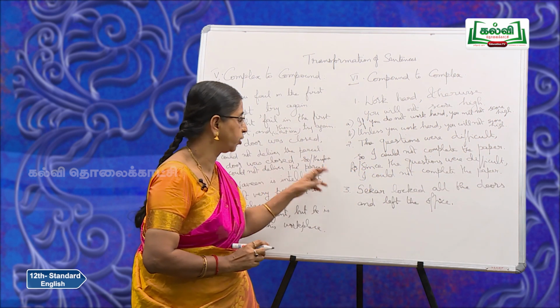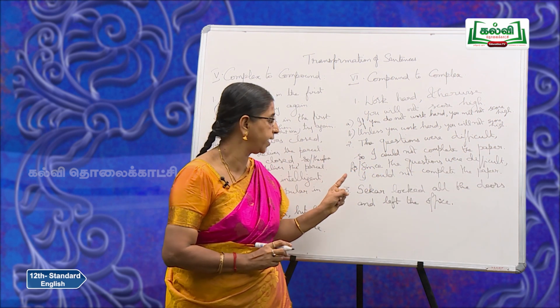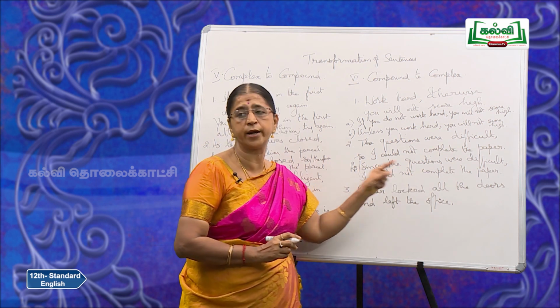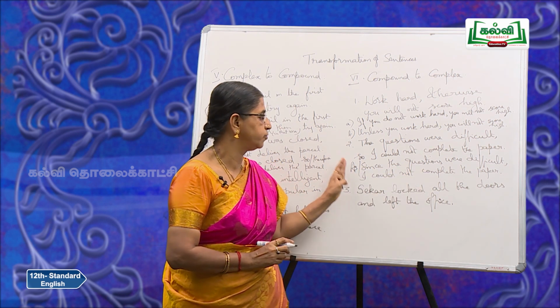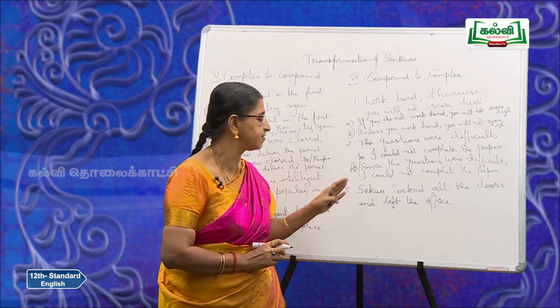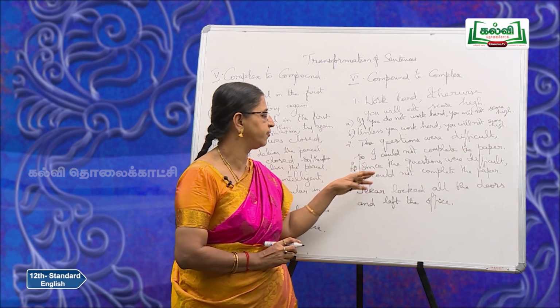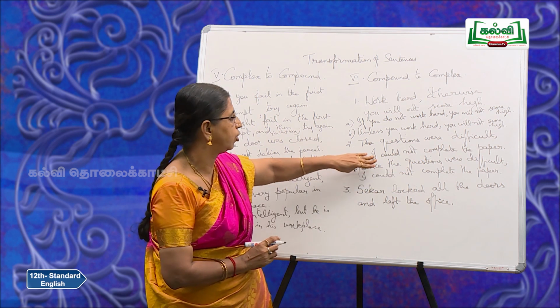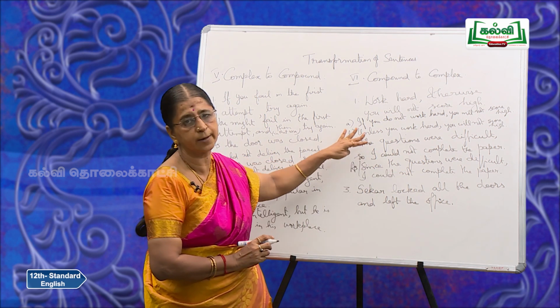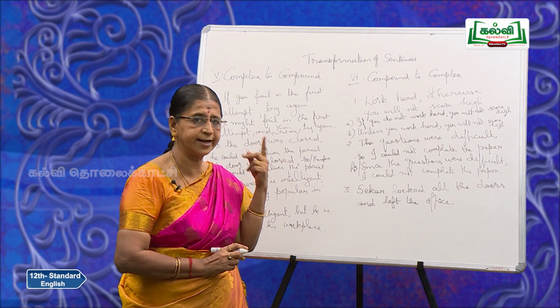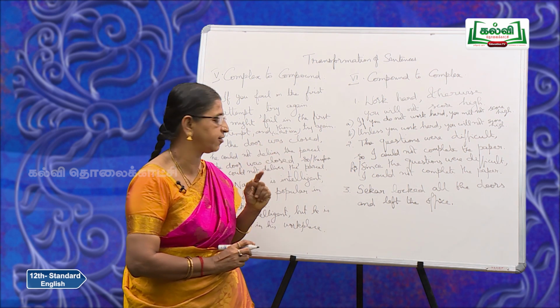Mind you, in your error spotting 1 mark question, they would give it to you in this way: As the questions were difficult, so I could not complete the paper. So, you must find out what type of sentence this is, and eliminate that so. So, as the questions were difficult, I could not complete the paper, or the questions were difficult, so I could not complete the paper. That is how you would write it under the error spotting section.